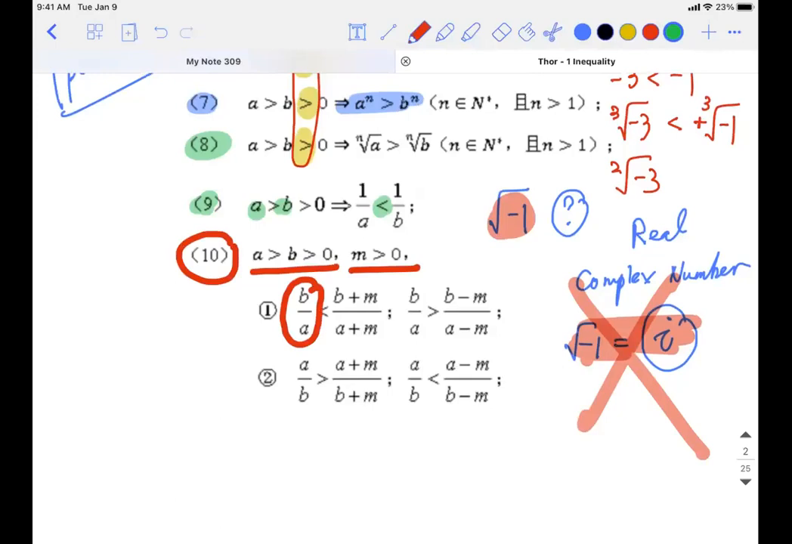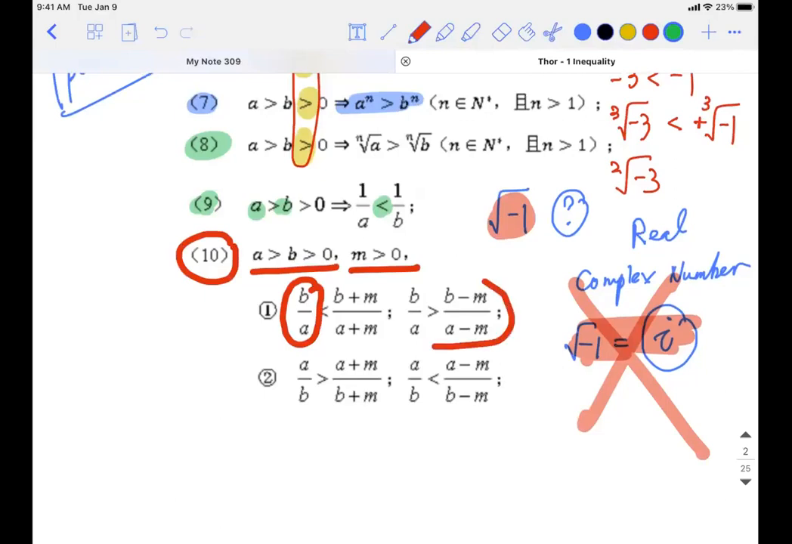B over A will be less than (B plus M) over (A plus M). So that being said, as long as I give you a fraction that is greater than 0 and less than 1, and you add the same positive number to the numerator and the denominator, the entire expression is going to become bigger, right? So B over A will be less than such an expression.